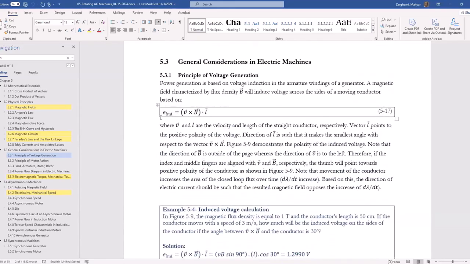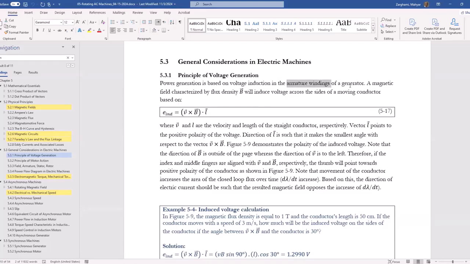Torque is going to be induced. So the first part, power generation is based on voltage generation, right? Based on voltage induction in the armature windings of a generator. So whenever you have a generator, there should be an armature winding where voltage would be induced in that armature winding.